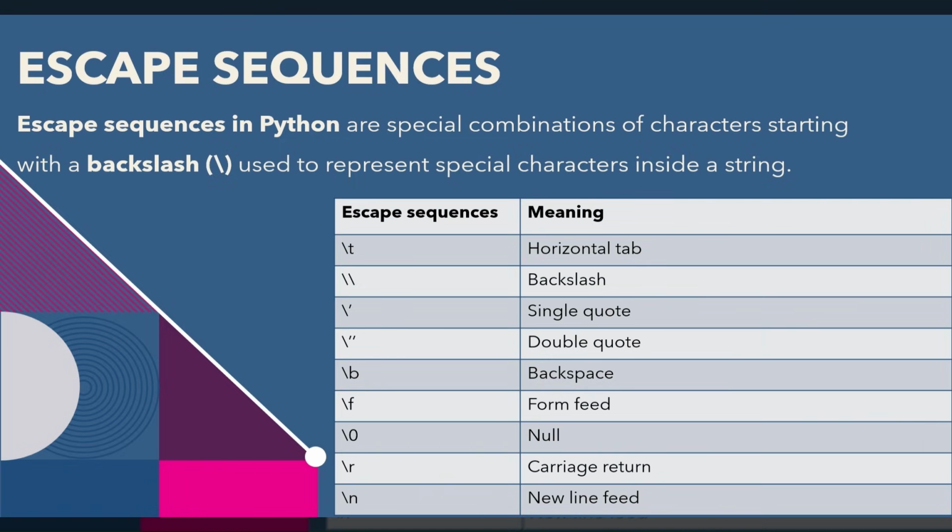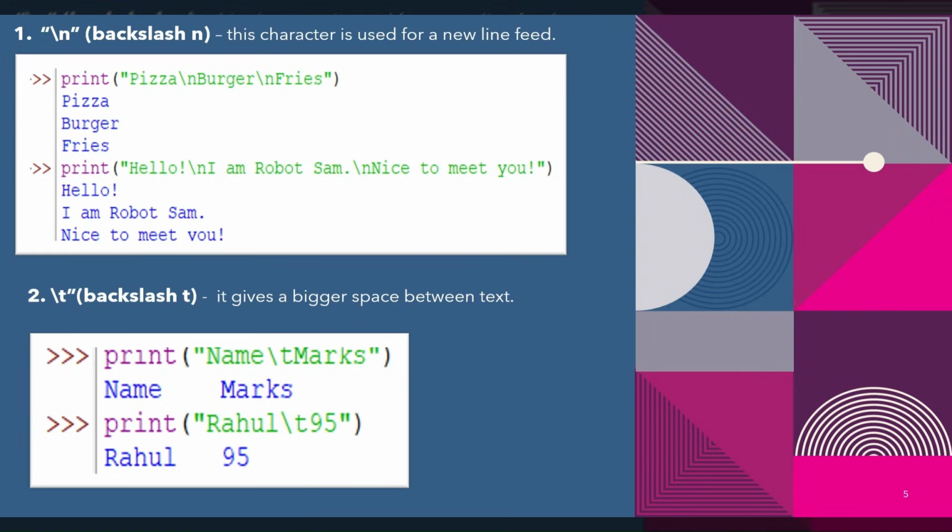The most important in this is \t, which represents horizontal tab, and \n, which represents new line feed. An example for this I have shown over here. \n, which is pronounced as backslash n, this character is used for new line feed. In this example, suppose I need to write pizza, burger, and fries in separate lines. Then I can write simply \n where I want to move to the next line, and the Python interpreter will simply print it into the next line.